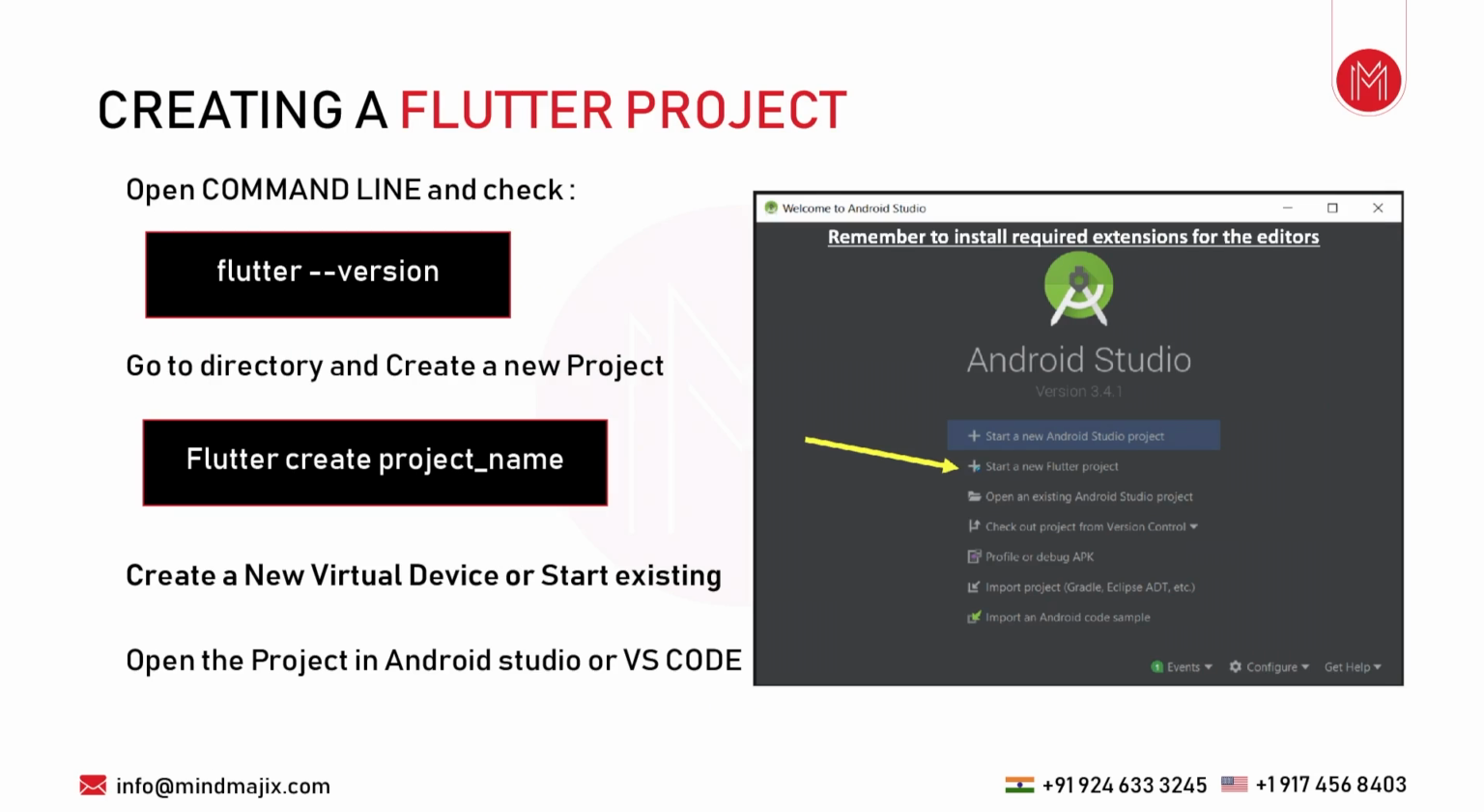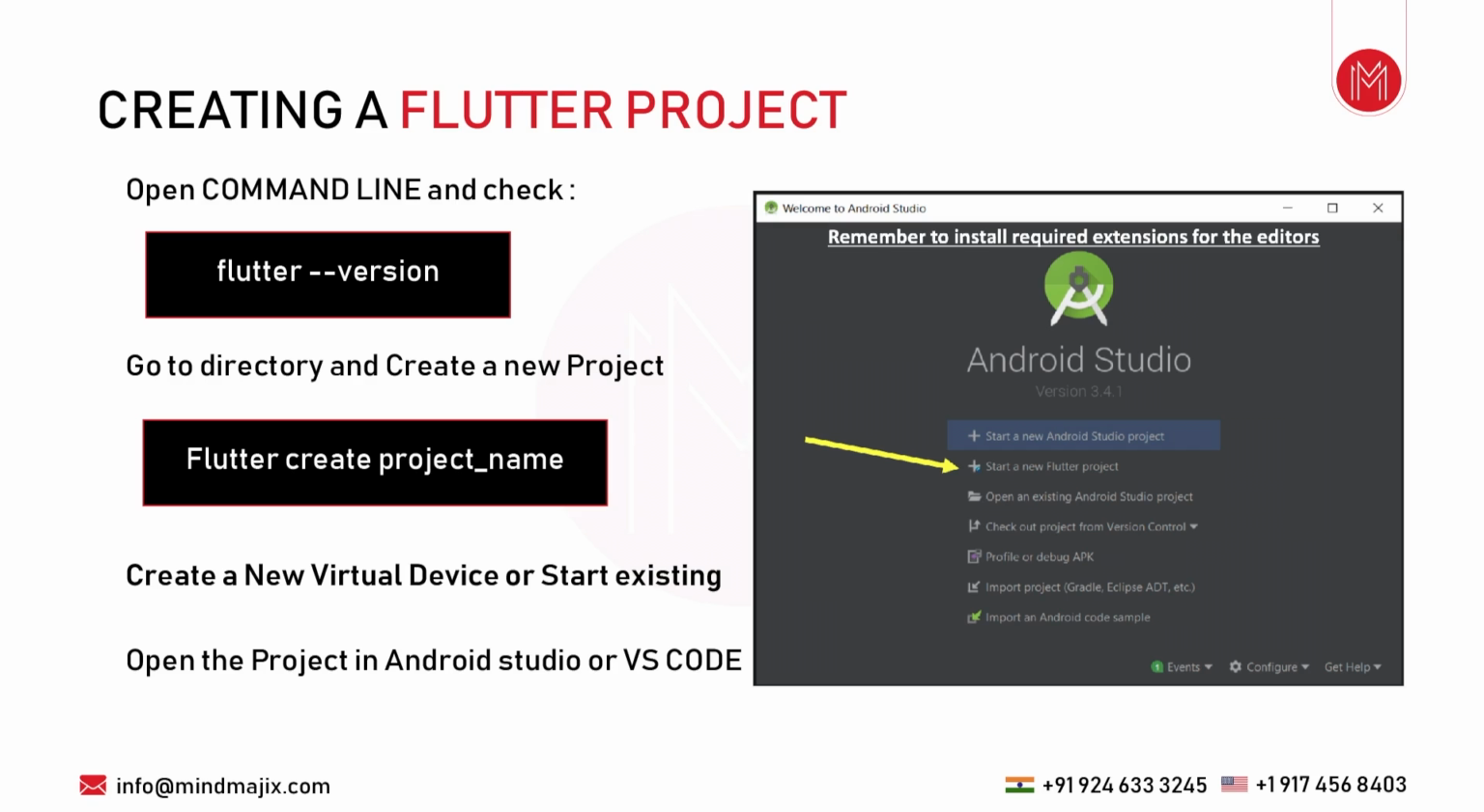Now to create a Flutter project, there are two methods or two ways. First is using Android Studio. If you use Android Studio a lot, then you can just open Android Studio and install the required extensions for Flutter, because there is an extension tool in Android Studio as well. You simply have to install the Flutter tools.